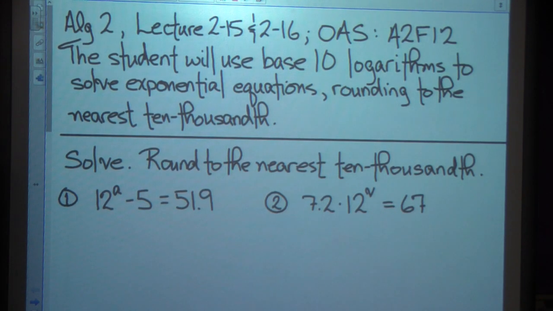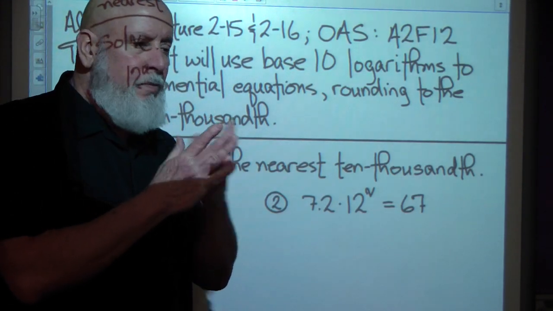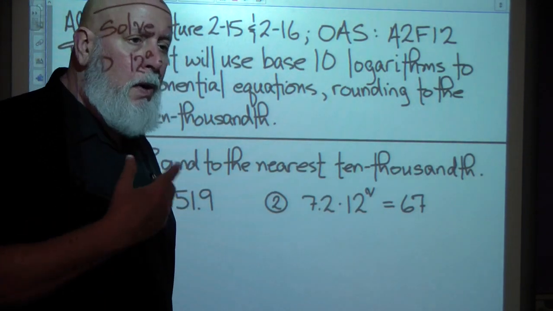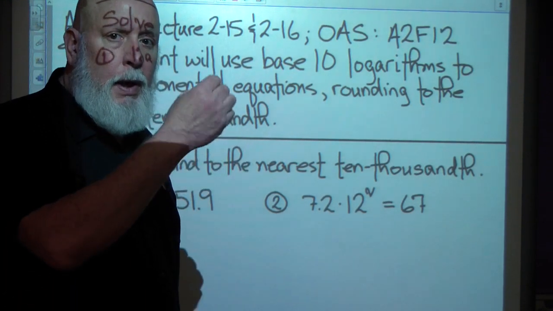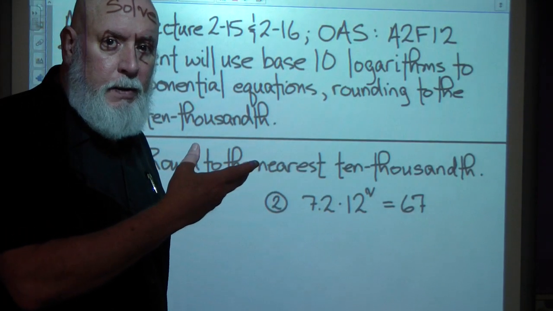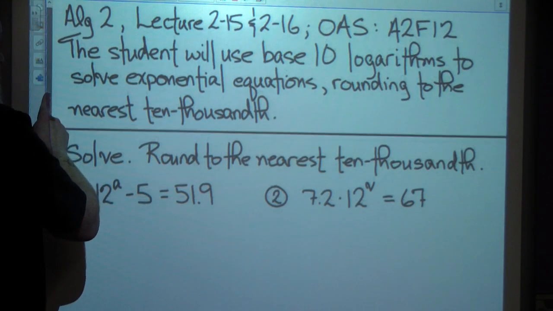It's Algebra 2, Lecture 215 and 16, OASA 2F12. The student will use base 10 logarithms to solve exponential equations, rounding to the nearest 10,000th. That's what our plan is going to be. We've been studying logarithms recently, their properties and whatnot, and now we're going to use logarithms to solve equations that have a variable in the exponent. This will take an equation that looks difficult and turn it into something that's pretty simple. So here we go. Let's take a look at what we're doing.